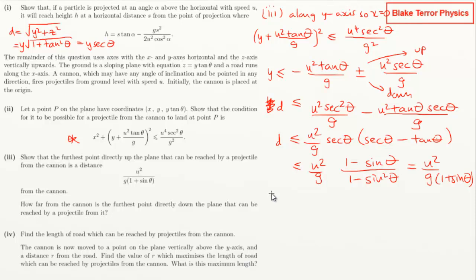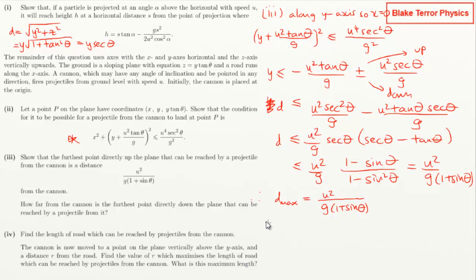Okay, so there we go. So we've got our d max then. So d max is equal to u squared over g, 1 plus sine theta. So that's when we're firing up the plane. How far from the cannon is the furthest point directly down the plane that can be reached by a projectile from it? Okay, so in this case, we're now taking the negative there.